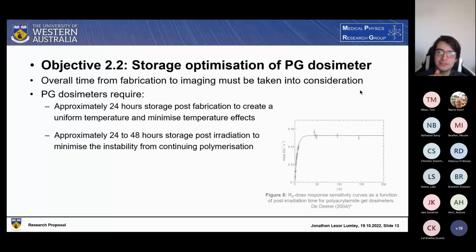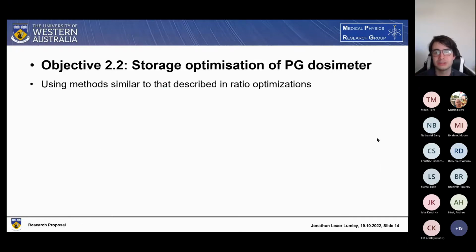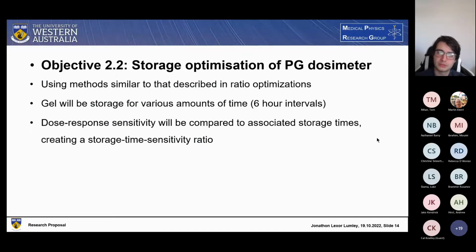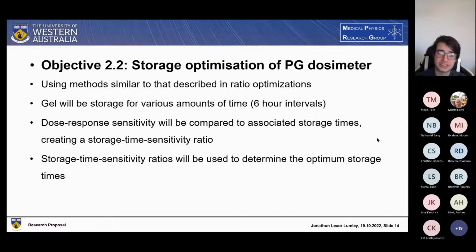This can be seen in figure 5, where we see the R2 dose response curve. And then about 24 hours later, we see a plateau, indicating that there's minimal polymerization compared to other times. So how do we conduct this? This will be done using similar methods to the ratio optimizations. We will store gels for various amounts of time. I'm thinking about 6-hour intervals. And then the dose response sensitivity will be compared to the associated storage times, and I will create a storage time to sensitivity ratio. The storage time sensitivities will then be used to determine the optimal storage time required based on the clinical needs.